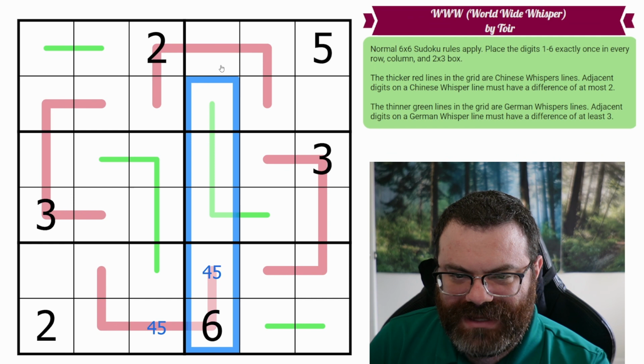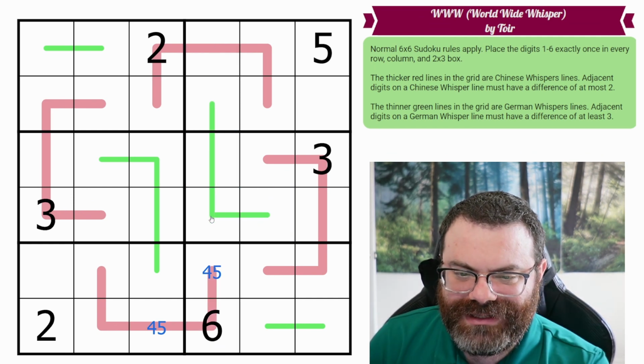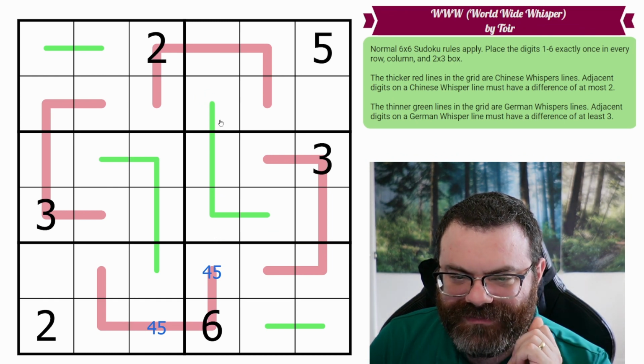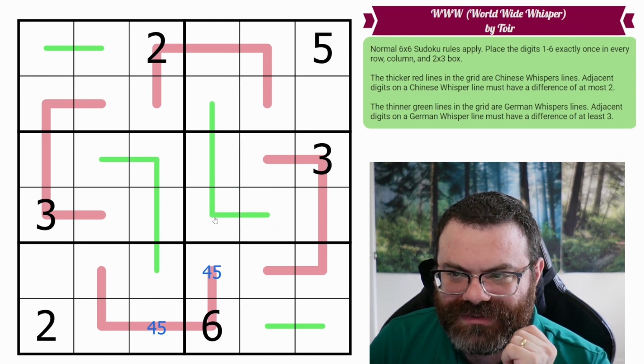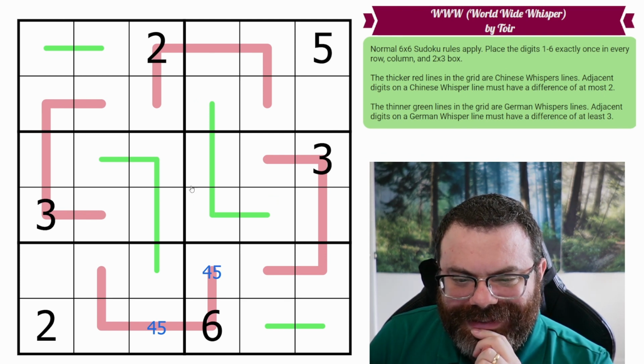Yes. 5 in this, oh no, sorry, not 5 in this column. I was thinking about 9x9 German whispers for a second. In 9x9, you can't put a 5 on a German whisper because it's a difference of 5, but you can certainly put a 5 on a German whisper in a 6x6. So I did not find something there.